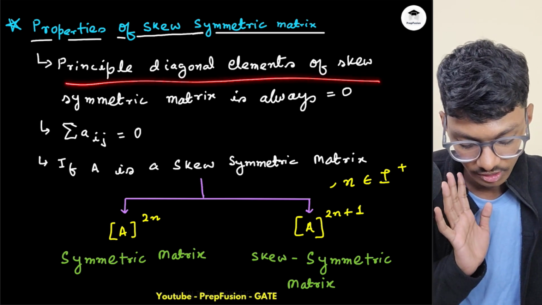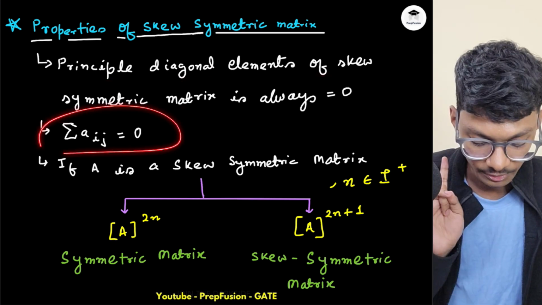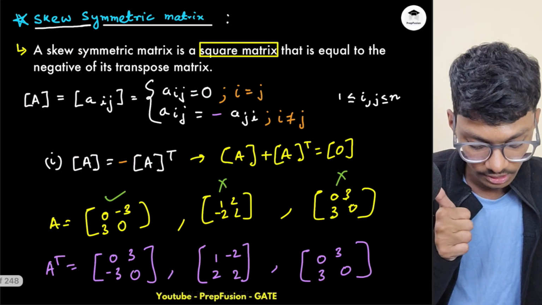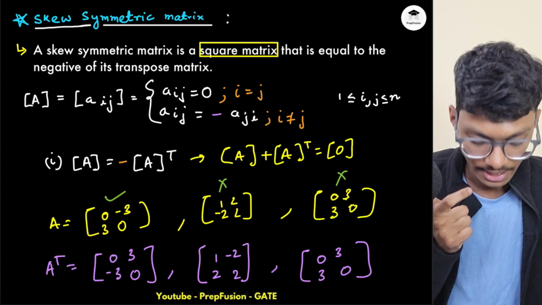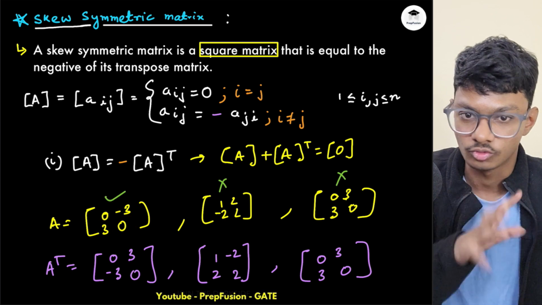The principal diagonal elements of a skew symmetric matrix are always 0. The summation of all the elements will be equal to 0. Why? Because each element is the negation of its counterpart, and obviously the diagonal elements are 0. So all the sum will be 0.